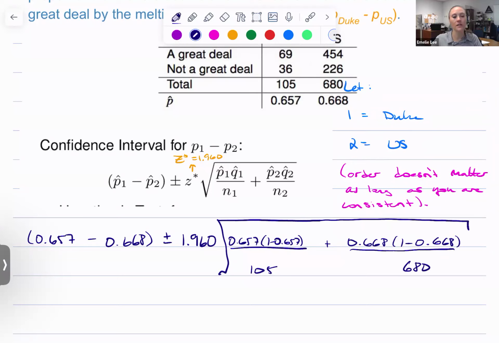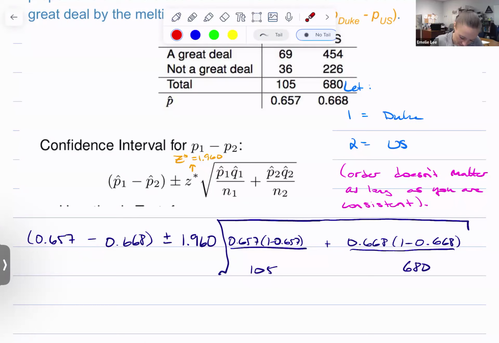So as long as you're consistent, then it doesn't actually matter which group is which. The only thing that's going to change, depending on which you use as group 1 or group 2, is you're going to get a negative here or a positive here. You can play around with that and see what happens, but the interval's not going to change.